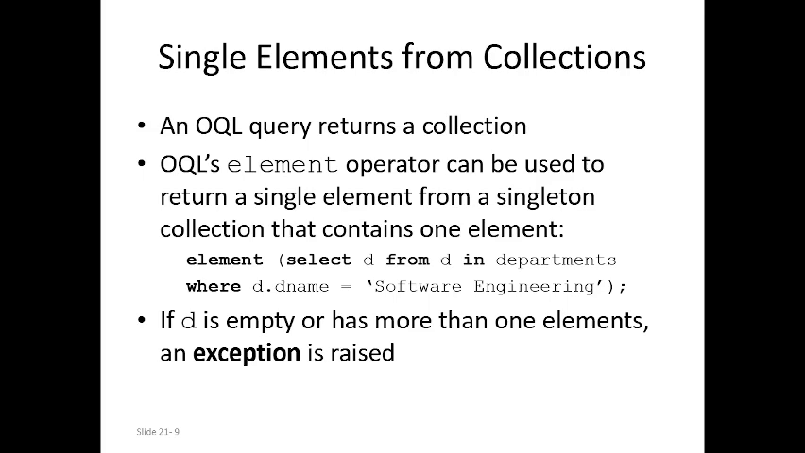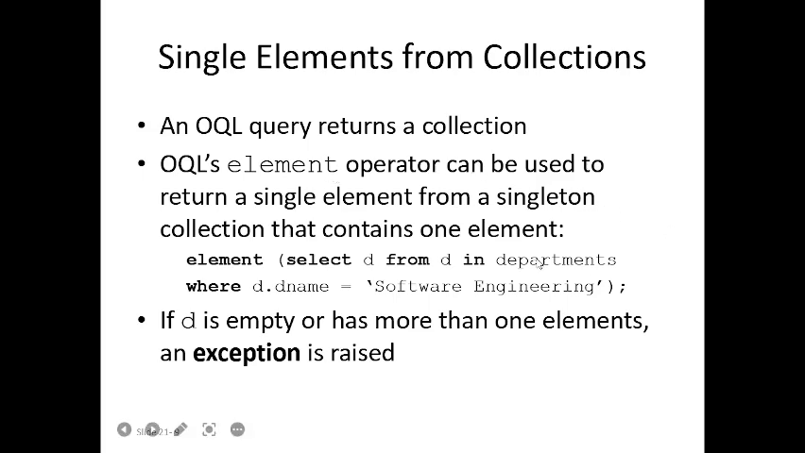And single elements from collections. An OQL query will return a collection as its result, such as a bag, set, or list. If the user requires that a query only return a single element, there is an element operator in OQL that is guaranteed to return a single element E from a singleton collection C that contains only one element. If C contains more than one element, or if C is empty, then the element operator raises an exception.